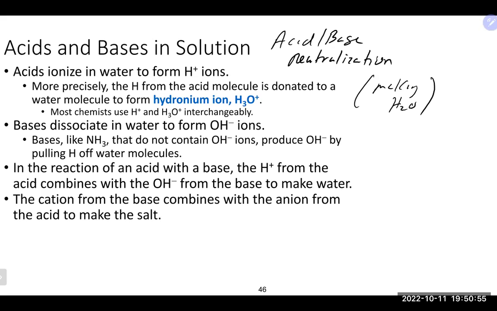An acid is basically anything that could form a proton or an H+ ion, sometimes referred to as a proton, or the hydrogen ion.